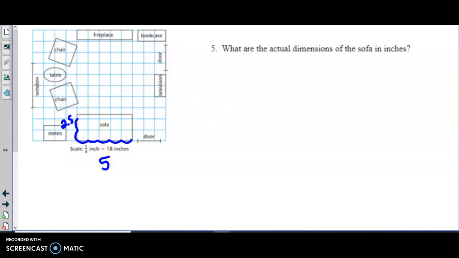Well, let me go ahead and do, we want to know the actual dimensions. And since each of these units equals 18 inches, I'm going to go ahead and multiply each of these times 18 to get the real dimensions of the real sofa. So 5 times 18 is 90. And 2.5 times 18 is 45.